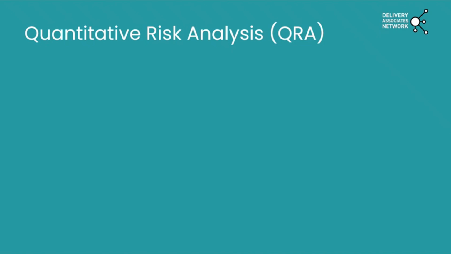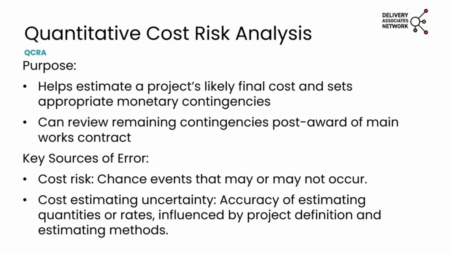So I'm going to touch upon quantitative risk analysis on cost and schedule, QCRA and QSRA. So, quantitative cost risk analysis. The purpose is to help estimate the project's likely final cost and set appropriate monetary contingencies. So we can this way review remaining contingencies post award of main works contract. The key sources of error are cost risks, which are chance events that may or may not occur and impact the cost, and cost estimating uncertainty, which essentially is the accuracy of estimating quantities or rates, which is influenced by the project definition and estimating methods.